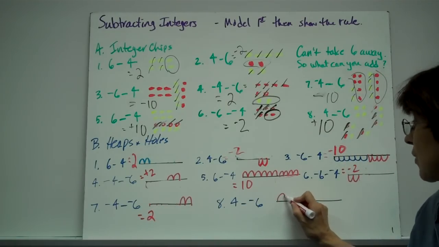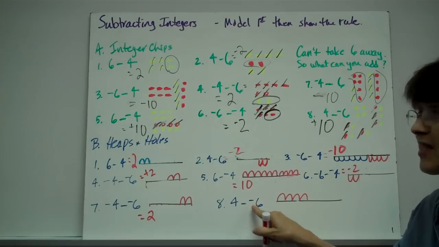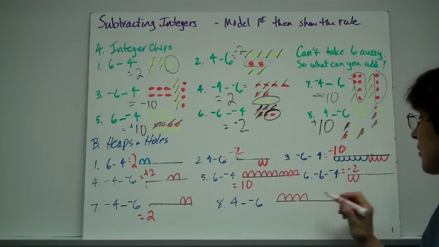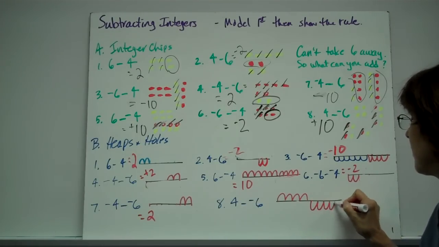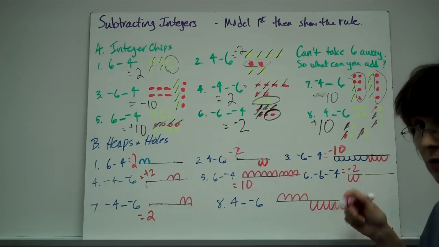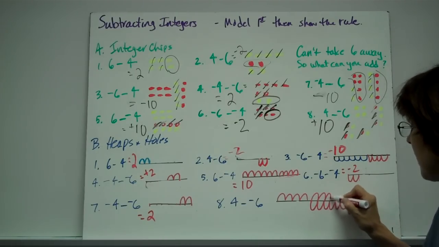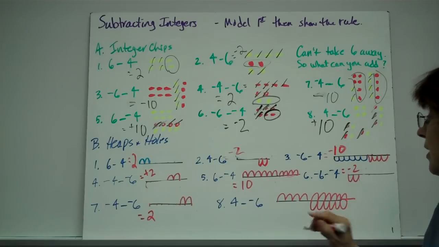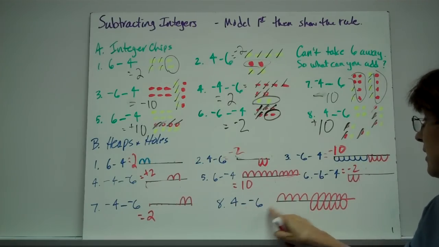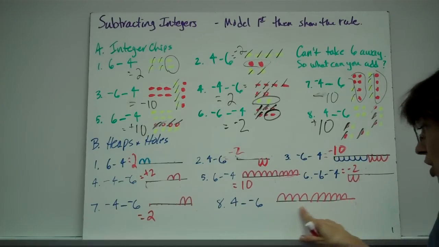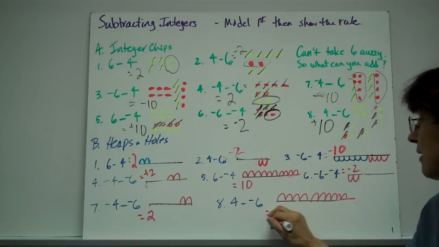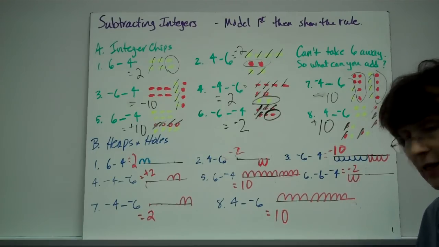Okay, this time I start with 4 on top. This time I've got to take away 6 on the bottom, but I don't have any on the bottom. So I've got to put 6 on the bottom here. But to make it equal, right, I've got to add my 0 pair, so I've got to add 6 on the top. So now I've got 4 on top, I've got to take away 6 on the bottom, so I take away all those I just put on, but that means I have 10 on top, and they're positive, so it's positive 10.